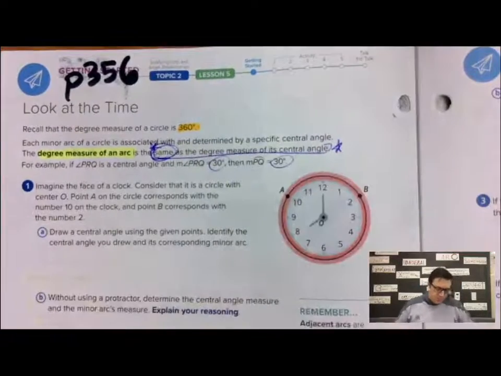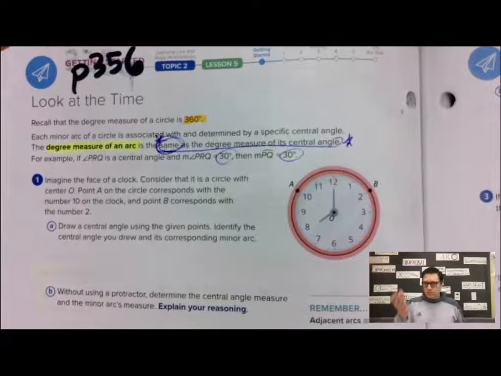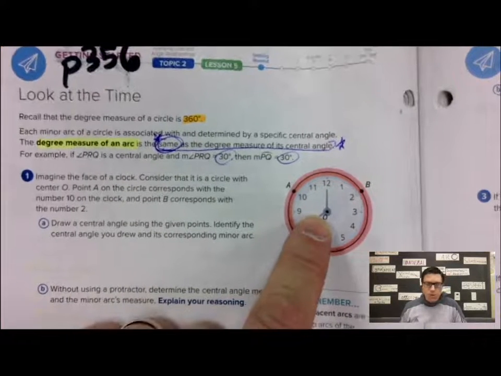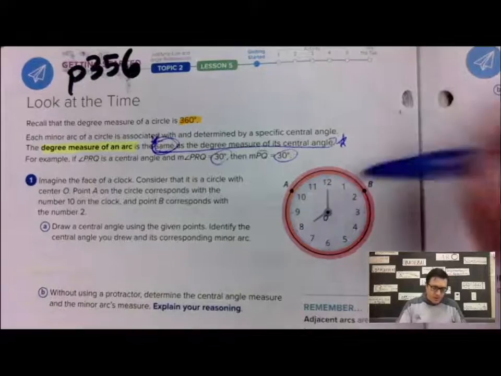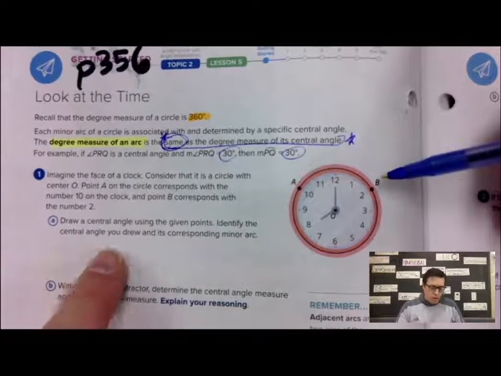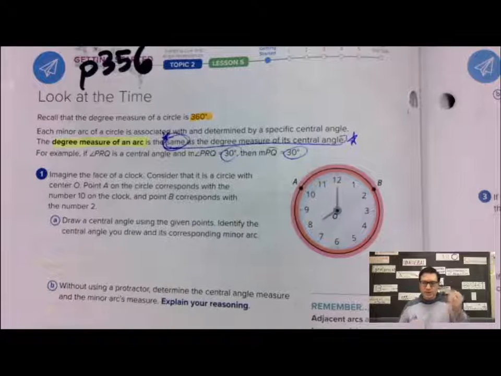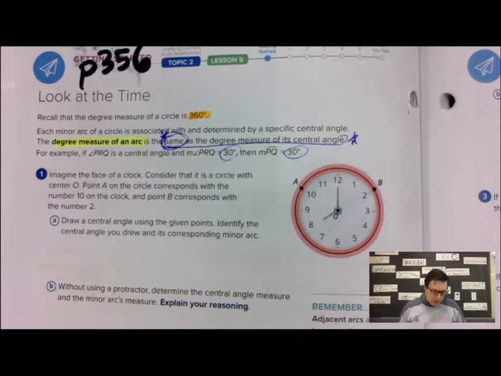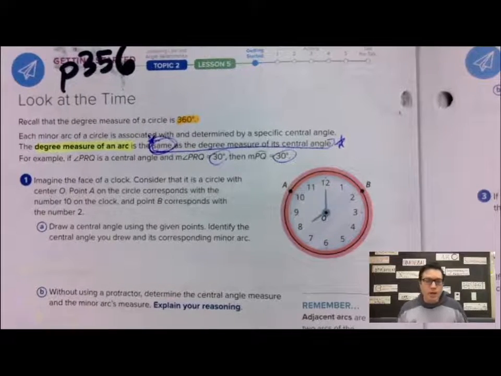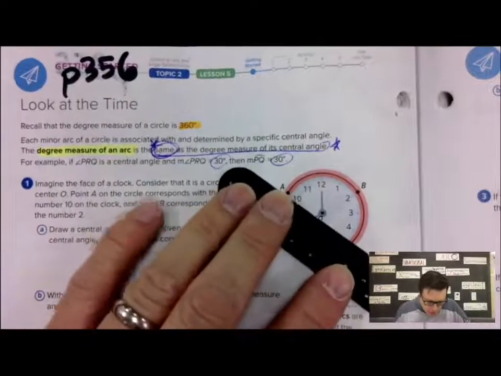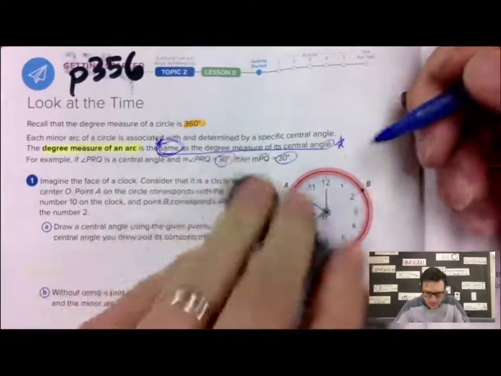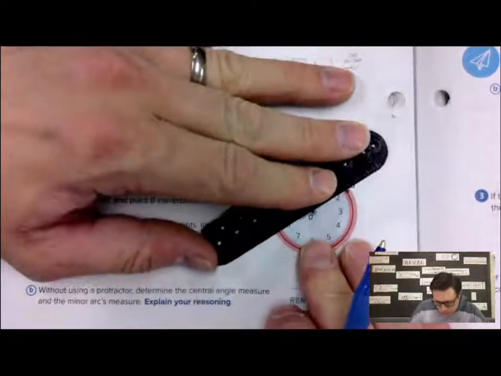30 for 30. Okay, number one, imagine the face of a clock. Don't have to imagine, there it is. Consider that it is a circle with center O. Point A on the circle corresponds with 10 o'clock. And B on the circle corresponds with 2 o'clock. Draw a central angle. So we have to have some sort of a ruler device. Draw a central angle using the given points, and then identify the central angle you drew and its corresponding minor arc. So the central angle in this case goes from the center O out through A, and from the center O out to B.